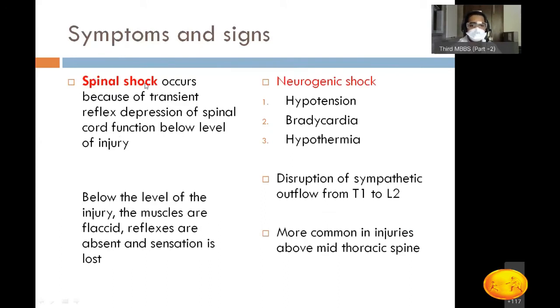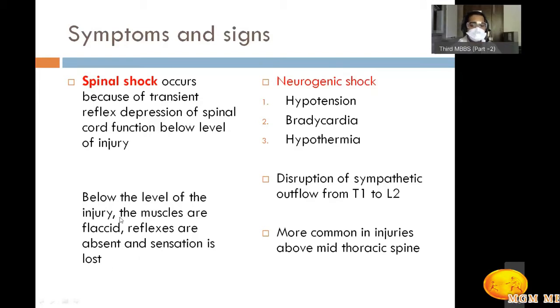There are two important features which we should be able to understand. One is spinal shock and another which is called neurogenic shock. Spinal shock is transient reflex depression of spinal cord function below the level of injury. This is a transient phenomenon which usually lasts for 24 to 48 hours. Below the level of injury, the muscles are flaccid, reflexes are absent, and sensation is lost.